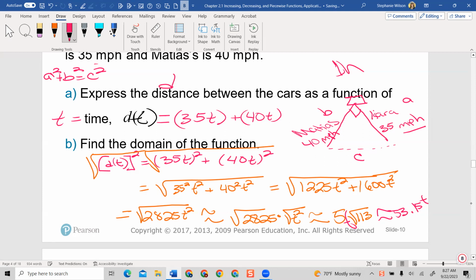I didn't get myself enough room, did I? All right. So what I can say, let me come right here. Distance is equal to 53.15T. Since the time traveled T must be non-negative, the domain is set at the non-negative real numbers. So I know that it's from 0 to infinity. So if I was to graph it, it would be 0 to infinity for the domain. That's part B.